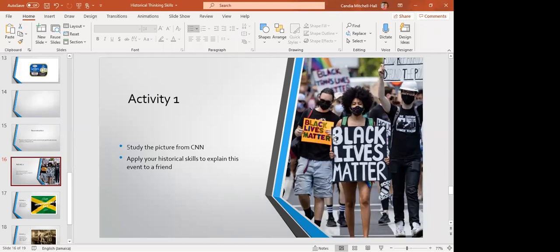Sir. Repeat. The first thing you're going to do is complete this activity with the picture of Black Lives Matter by applying historical skills to explain this event to a friend. The event is Black Lives Matter. That is one. Two, there are three questions on historical thinking in the Google Classroom.